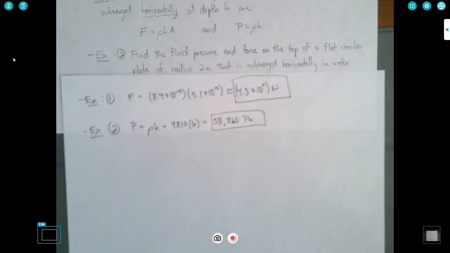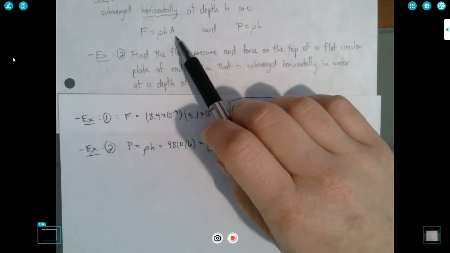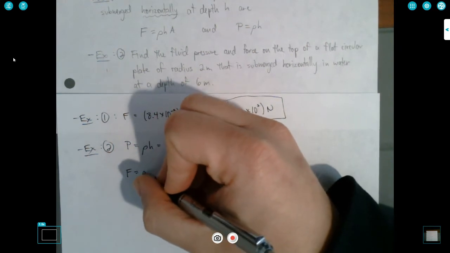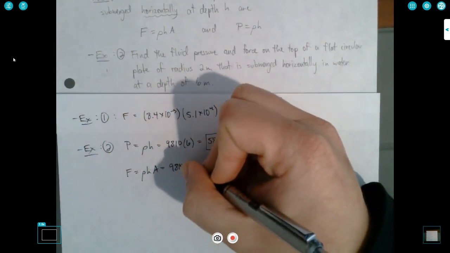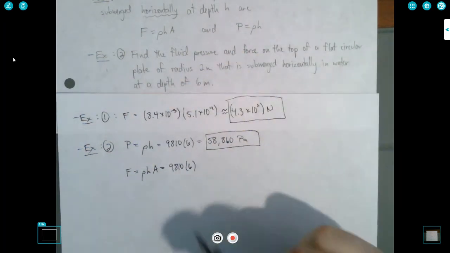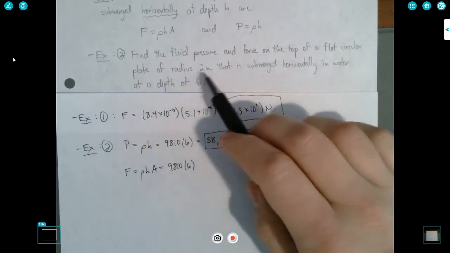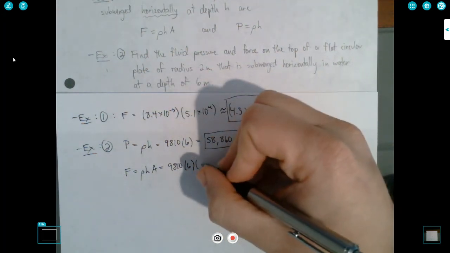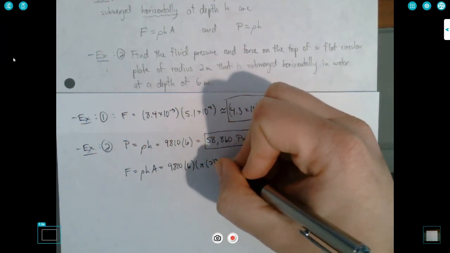We also want the force, right? The force is going to be rho times h times a. So the force, rho times h times a, is 9,810 times 6 times the area. So in this case, it's a flat circular plate of radius 2 meters. So the area is going to be pi times r squared.